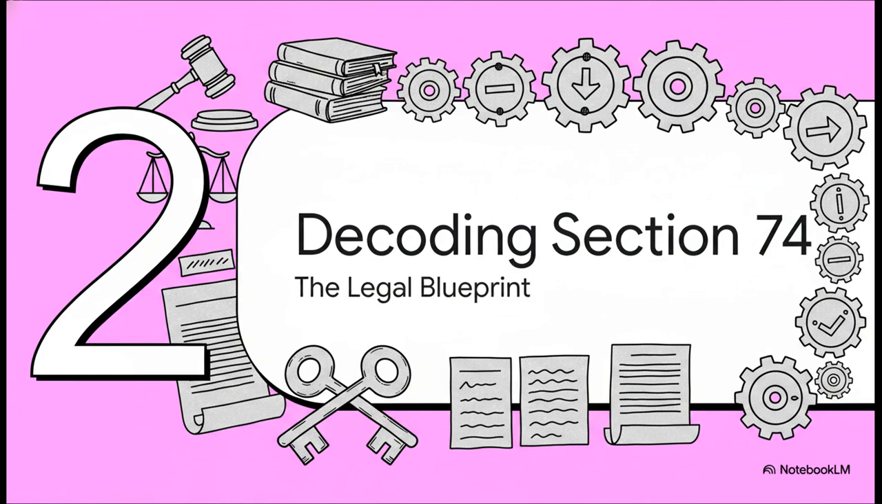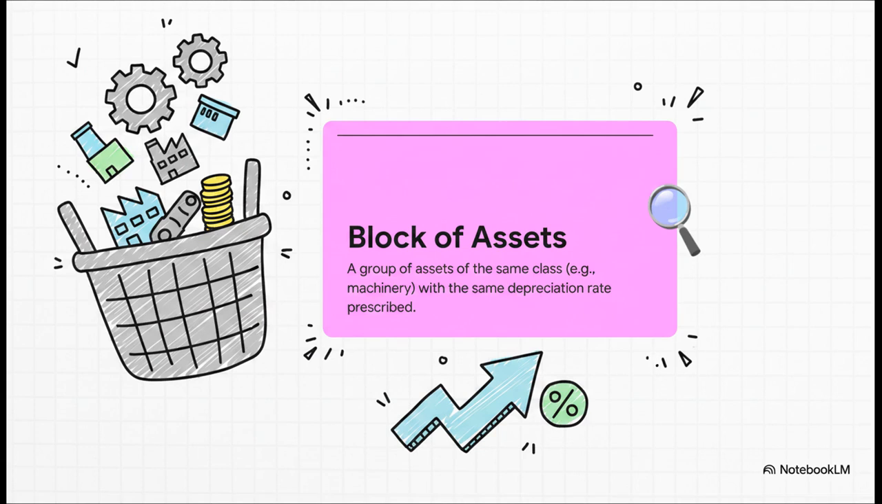Okay, so let's pop the hood and take a closer look at the legal blueprint of Section 74. To really get it, we need to be crystal clear on a couple of foundational terms first. First up, and this is absolutely fundamental, is the concept of a block of assets. Think of it like this. Instead of tracking every single chair, computer, or machine separately for tax depreciation, the law says, let's group all similar items, the ones with the same depreciation rate, into one big basket. This is so important because we calculate depreciation on the value of the entire basket, not on each individual item.